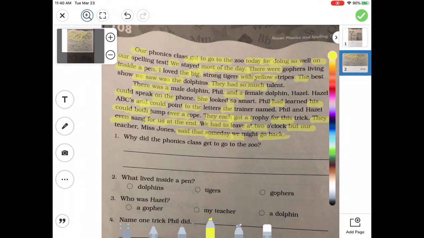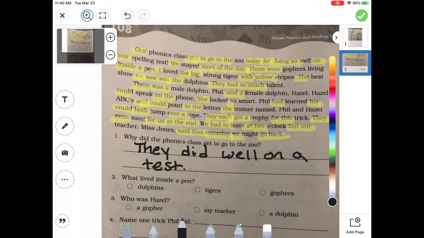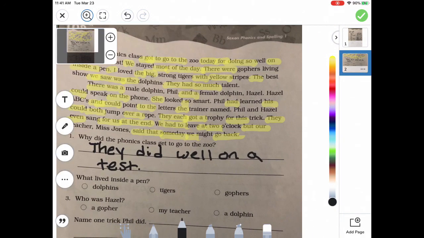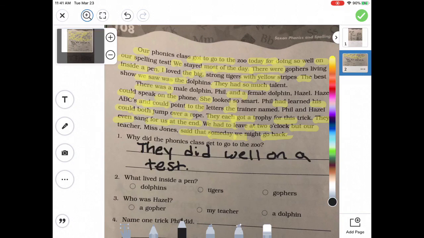So look at all those sight words. So why did the phonics class get to go to the zoo? So it says they did well on a test. Okay, what lived inside a pen? So we have to go all the way up to the top, remember? So inside a pen, what was it? Gophers living inside the pen.